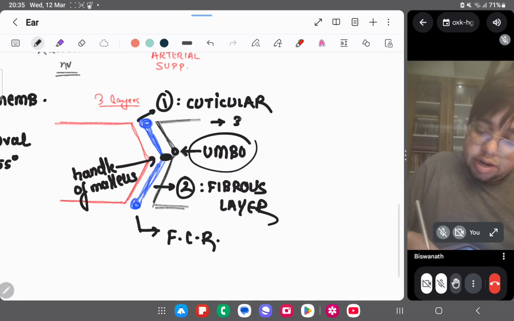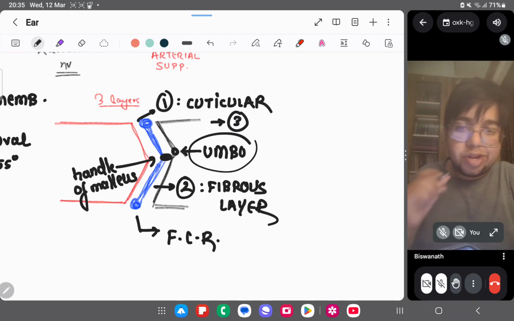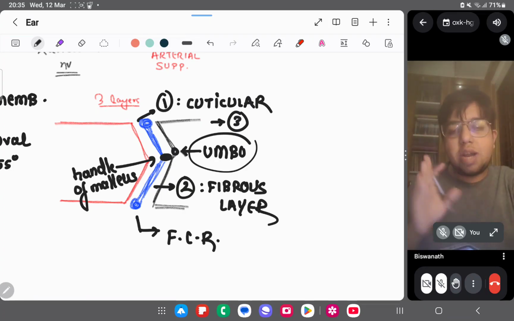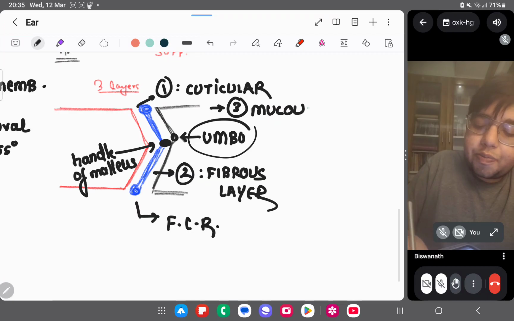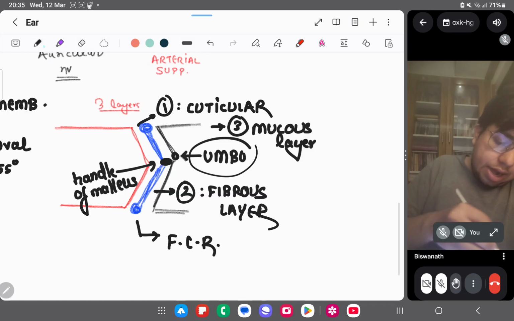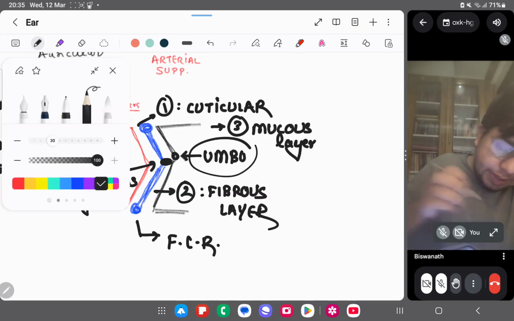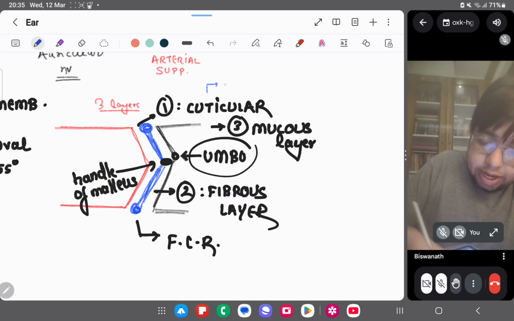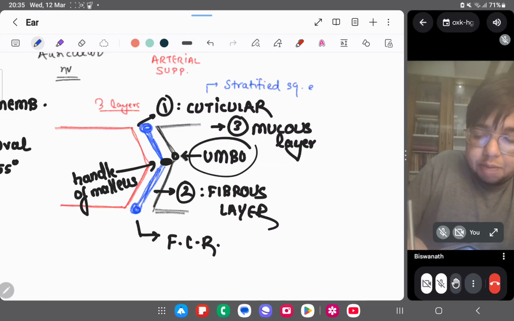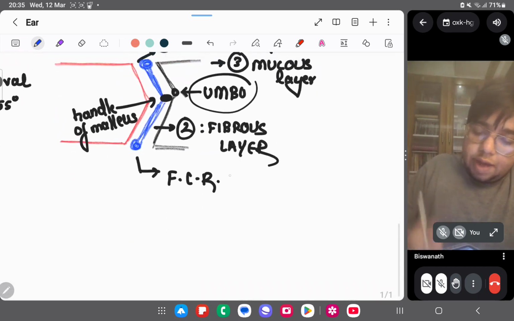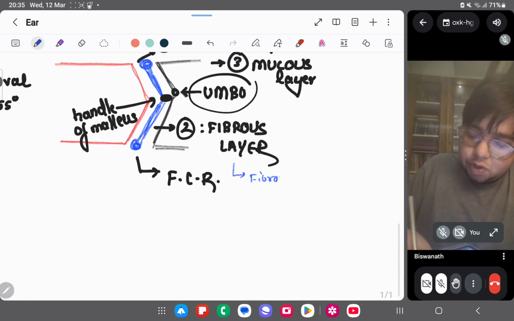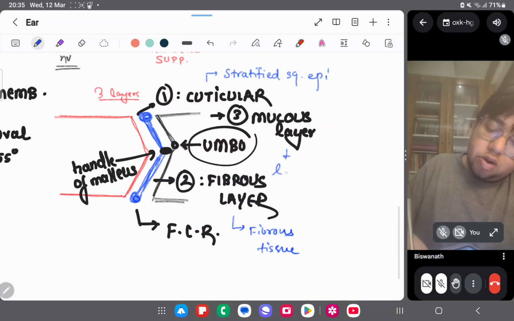The third layer, which I didn't mark, is called the mucus layer. It is made up of columnar epithelium. Done. And I didn't write some things, so let me complete it. The cuticular layer I told you is made up of stratified squamous epithelium. The fibrous layer, of course, is fibrous tissue, no such rocket science. And the mucus layer is low columnar epithelium.